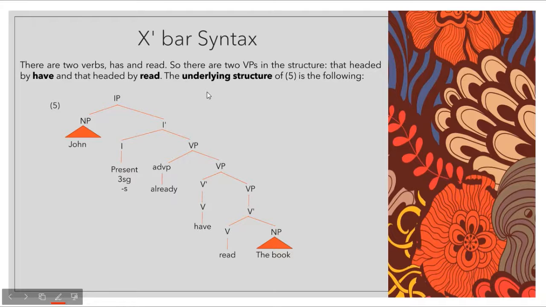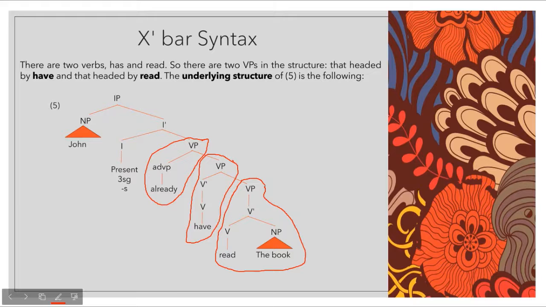So here, as we said, this is the first VP, or the next one, of the adverb, this VP of have and this VP of read with the complement. I hope it's clear. So each verb, or each element, has its own VP. As we said here, there are two VPs since there are two verbs.